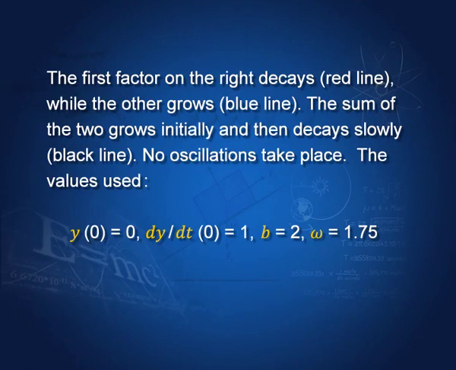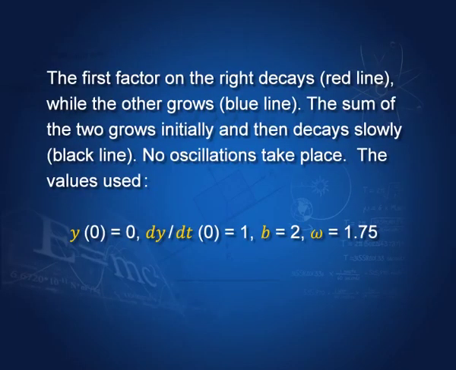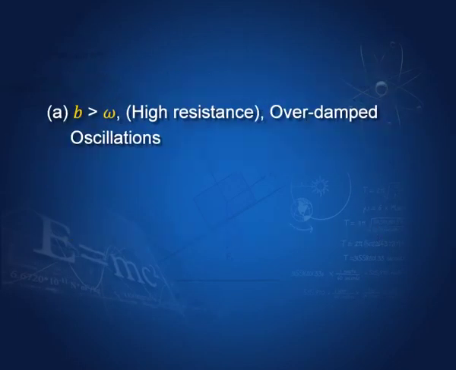It rises and then decays. So, no oscillations take place. You remember this case is b greater than omega. This is the overdamped oscillations.